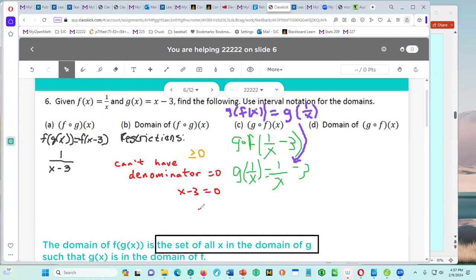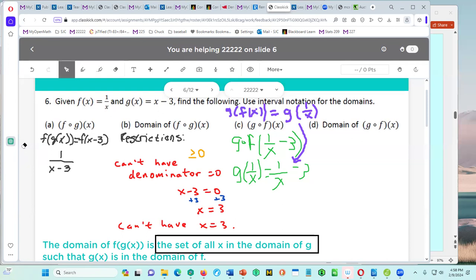So what can't x be? Well, x can't be 3, right? Add 3 to both sides. You can't have x equal to 3. Well, I circle it like it's the answer, but it's very close to the answer, right?